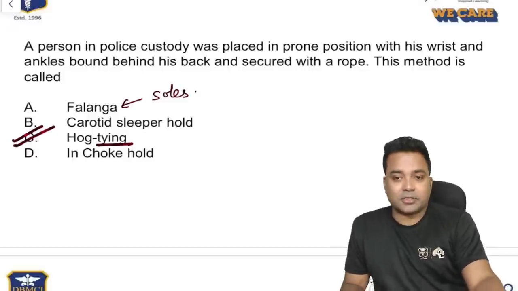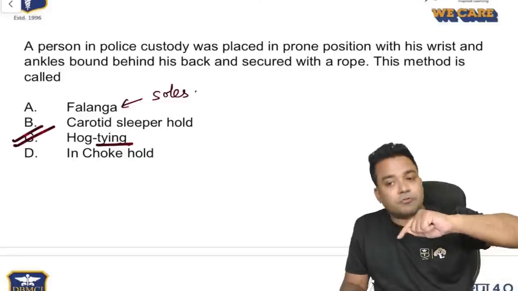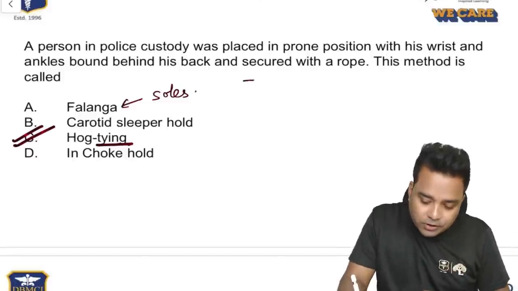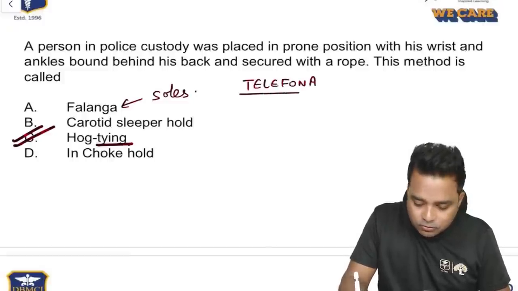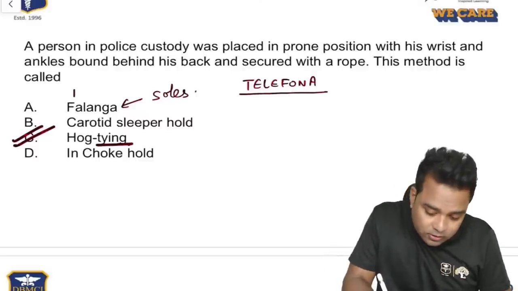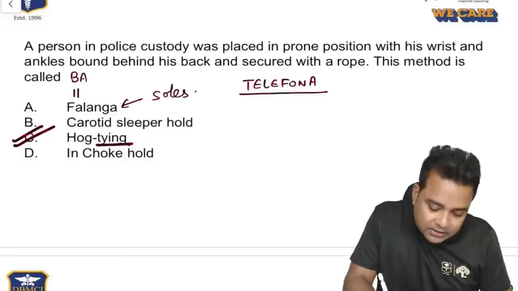Rank enhancer questions. Phalanga is one of the torture techniques where there is beating over the soles. Beating over the ears is called telephona. Telephona is beating over the ears to torture a person. These are two repeat questions. Phalanga is also called, is a synonym, bastinado.